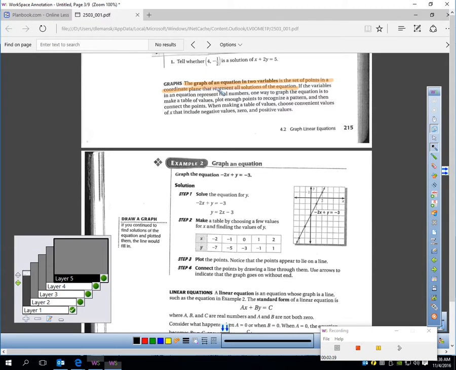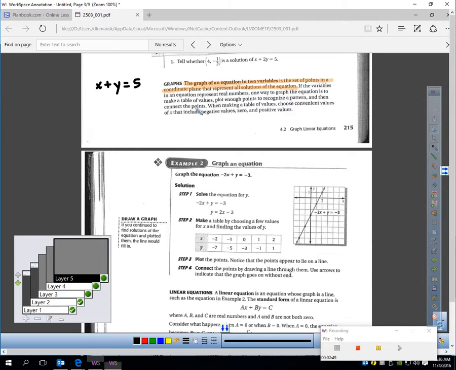Graphs. The graph of an equation in two variables is the set of points in a coordinate plane that represent all solutions of the equation. Now that sounds kind of complicated. It's not. This is saying that when you have an equation in two variables, you're going to have more than one correct answer. Because there's so many correct answers, we normally draw a picture of it with a graph.